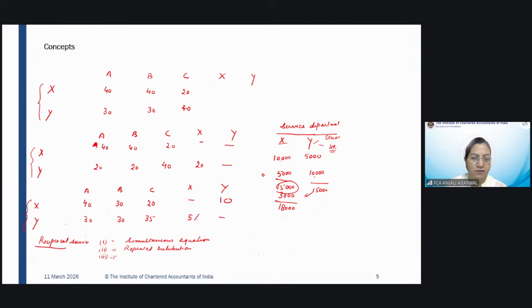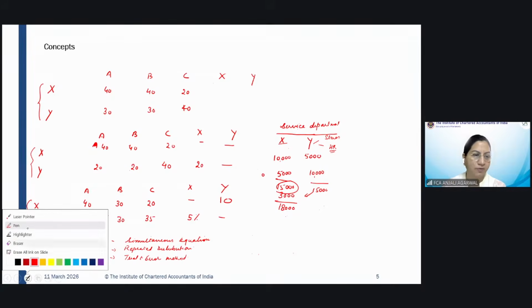And third, there is also a method which is trial and error. Though it's called trial and error, you get the exact answer. No problem with the outcome. Okay, so how does this reciprocal services work?